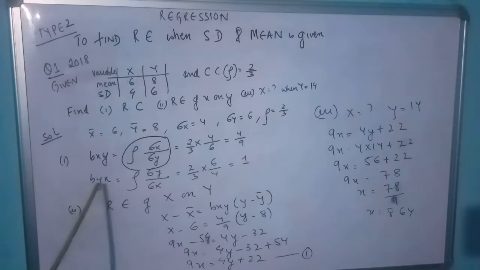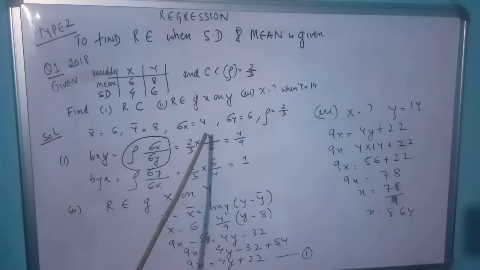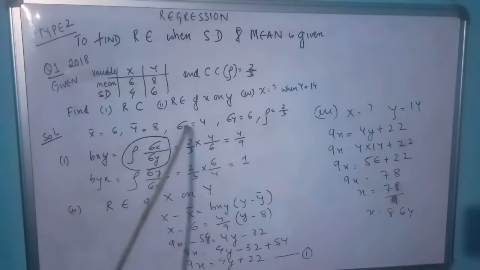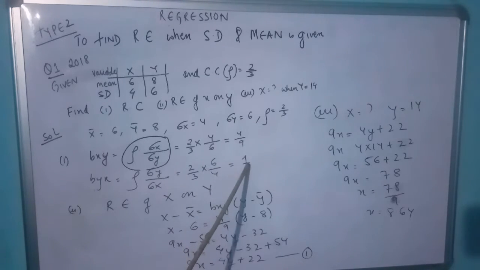Similarly, byx, regression coefficient of y on x, rho will be there. What is the first variable? Y. So the numerator will contain sigma y and the denominator will contain sigma x. Put the value 2 by 3, sigma y is 6 and sigma x equal to 4. Cancel, you get 1. So the first part is done. Now move on to the second part.